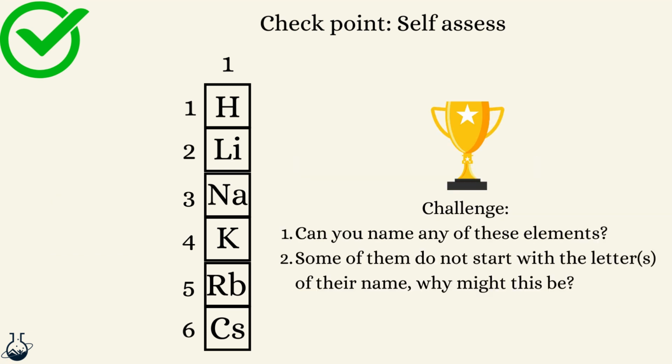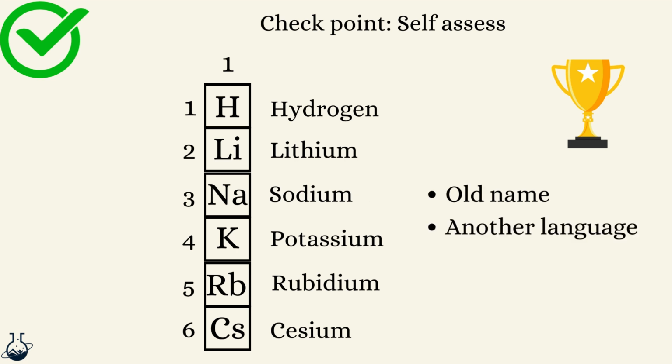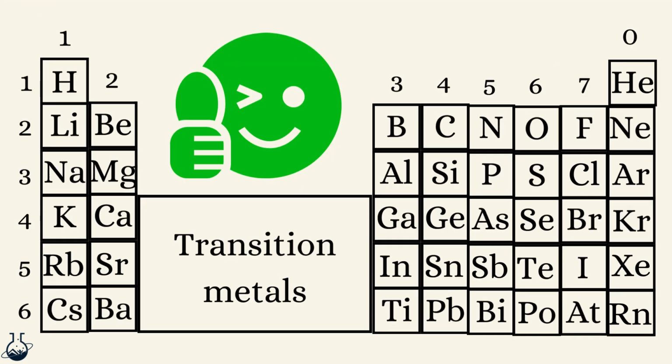If you had a go at the challenge, the names of the elements are displayed here: hydrogen, lithium, sodium, potassium, rubidium, and cesium. Disclaimer: sometimes hydrogen can be seen floating on its own on the periodic table. Now, some of the elements don't always start with the first letter or two of the word, so it's good not to assume. This is because some of them have old names. For example, sodium used to be called natrium. But there are also other languages to consider. Feeling confident? Let's get some practice.